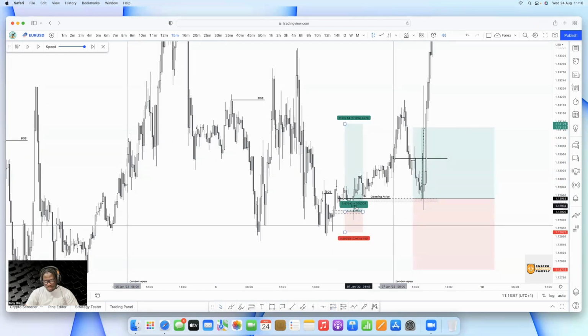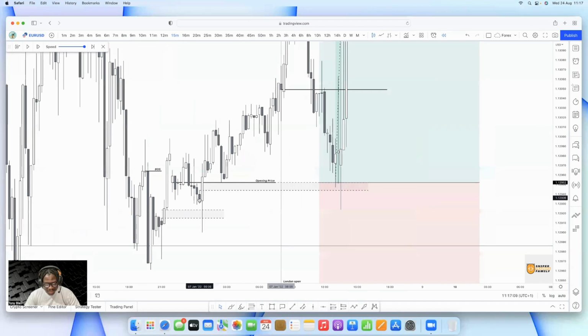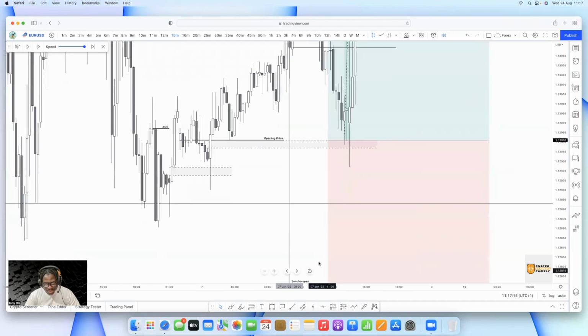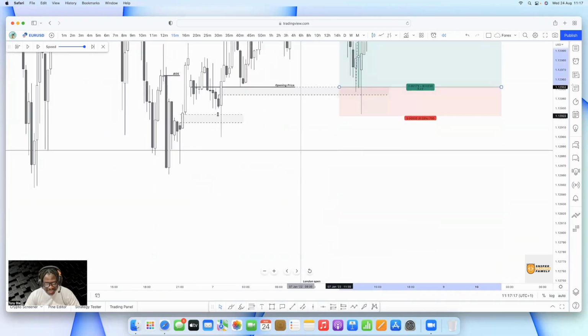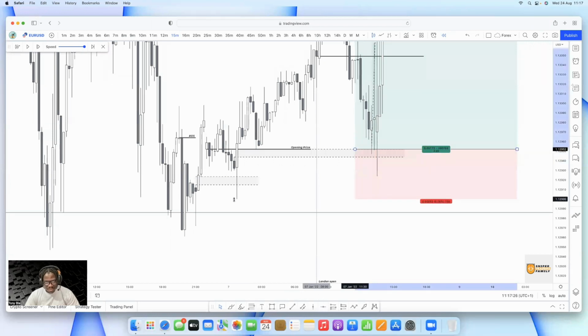This is the candle. Let me remove this. This candle here was the first candle that created the imbalance, then the second one was this big candle, and then the third one. So if you had put a stop loss at this candle here, this low, you'd have actually hit a stop loss. So I would have gone for this big one. This one, yes, stop at this low here.